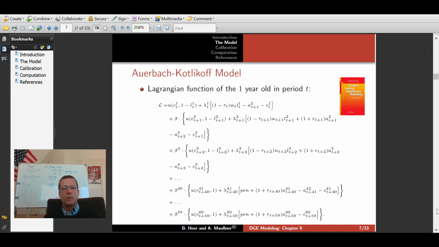Then we can form the Lagrangian of the 1-year-old in period t. And this is given by this rather long expression on slide 7. So we have instantaneous utility in period t. We have instantaneous utility in period t plus 1, which we discount at the factor beta. We have instantaneous utility in period 3, which we discount by beta squared, and so on. And in our last period, we have the utility as the 60-year-old, which we discount by beta to the power of 59. Our labor supply is equal to 0, so that leisure is equal to 1, and we consume C60 at age 60 in period t plus 59.